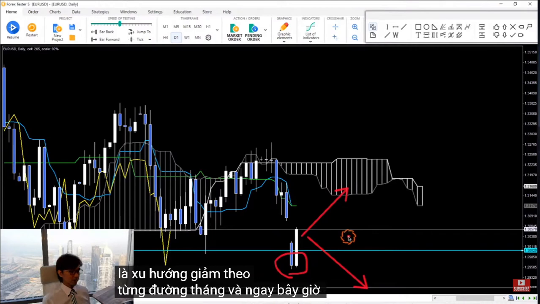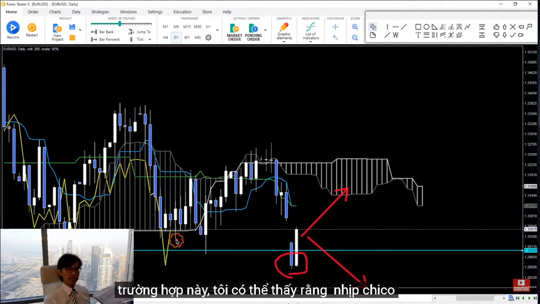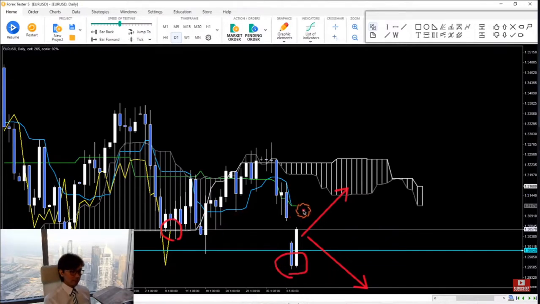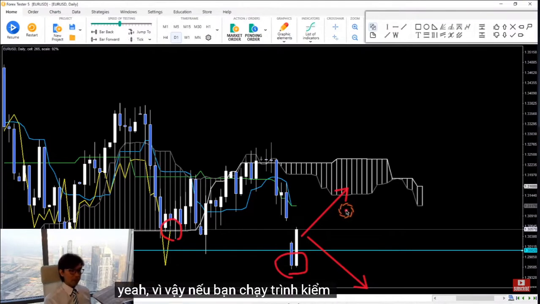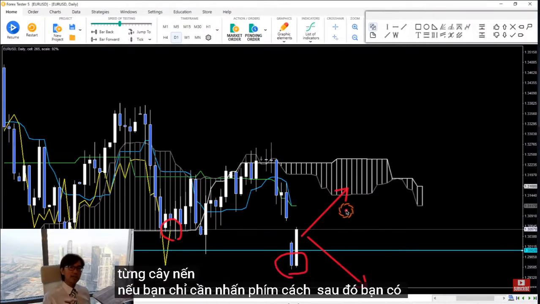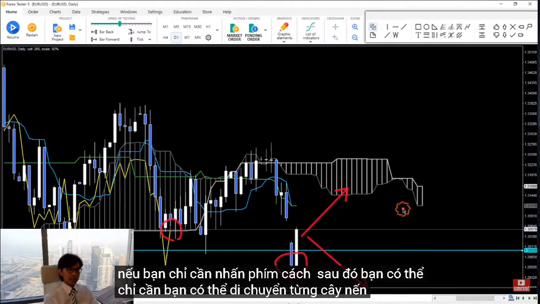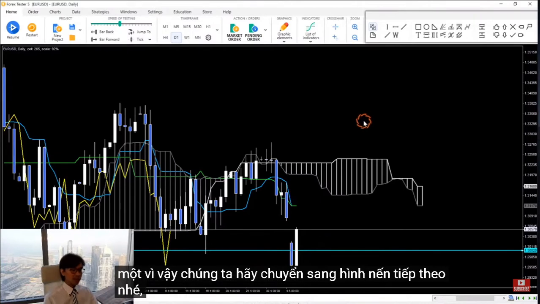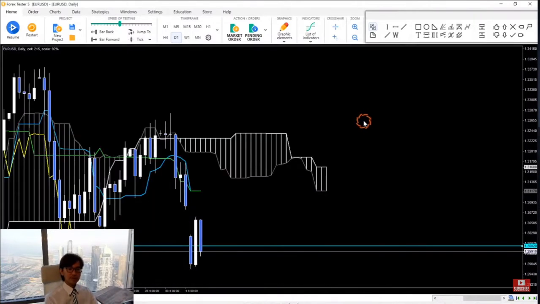Also right now, in this case, I can see that the Chikou span is too close to the candles, and this is also a sign of the range. If you run the tester, you can initially lay out like this, and you can just move the candles one by one. If you just press the space key, then you can move the candles one by one. So let's move on to the next candlestick. Okay, so here's the next candlestick.